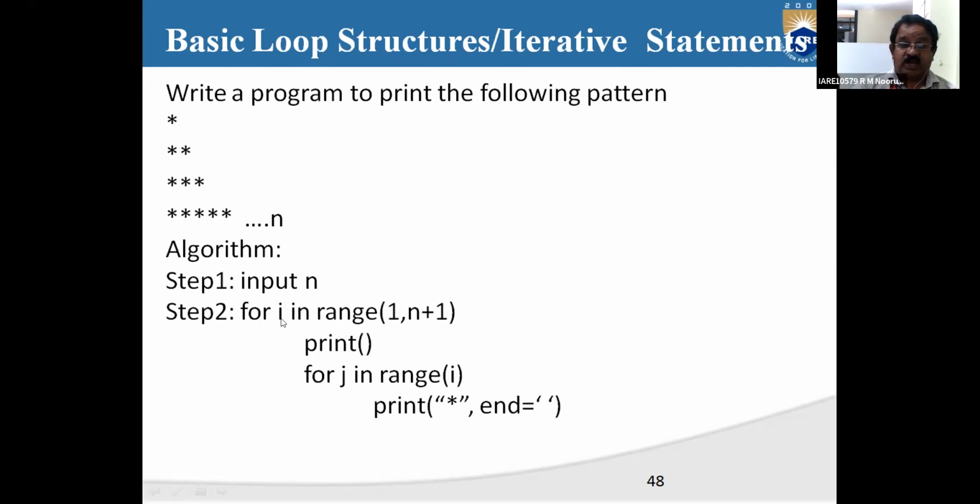Say for example, if you give for i in range 20 comma n plus 1, will it enter the inner for loop? Say for example, I have given the same thing. I input the n value as 10. Now I have written the step 2 statement: for i in range 20 comma n plus 1.